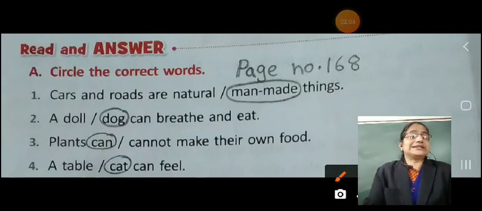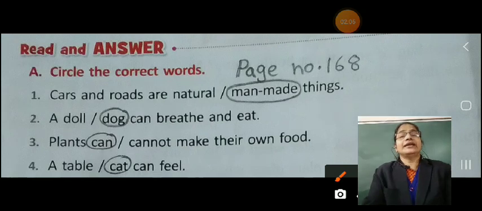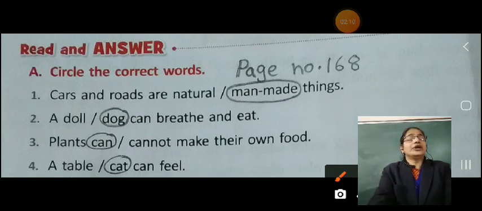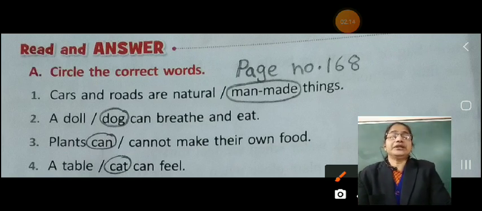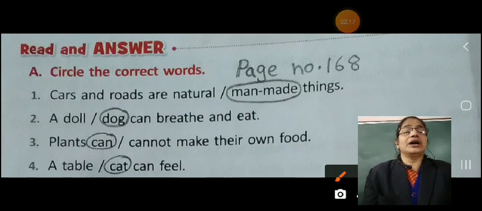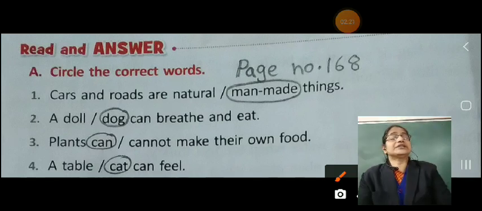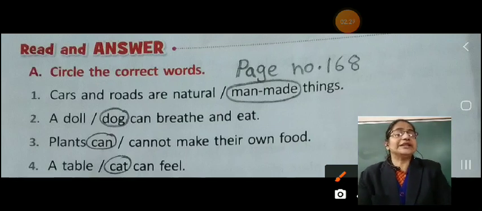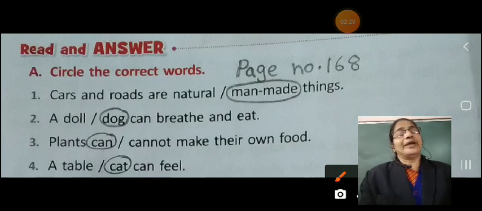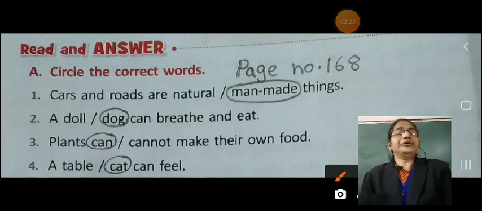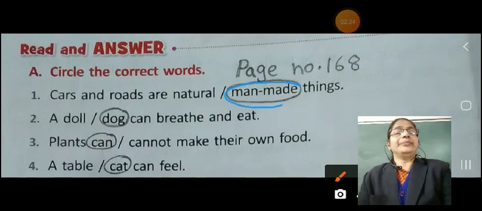Now, the first exercise is exercise A, circle the correct words. There are two options given for you. First question, cars and roads are natural or man-made things. Options are natural or man-made. Cars and roads, who made these things, natural or man-made? Man-made, you can circle man-made.